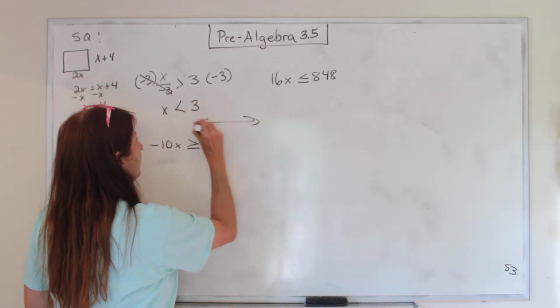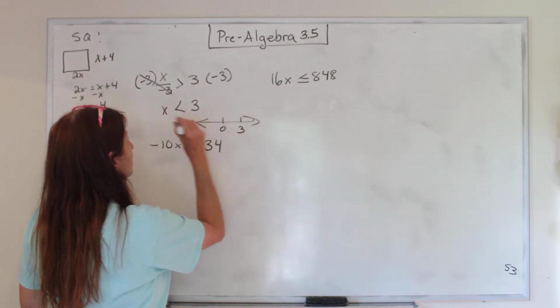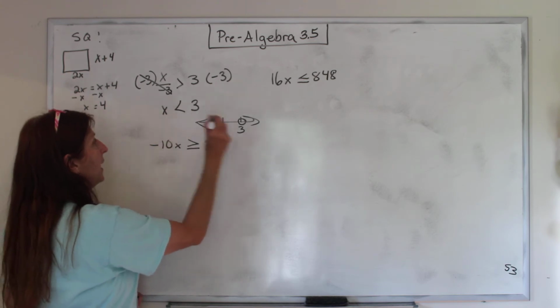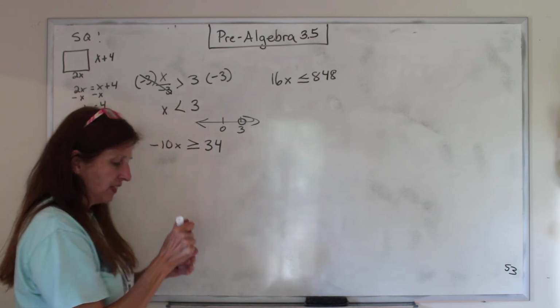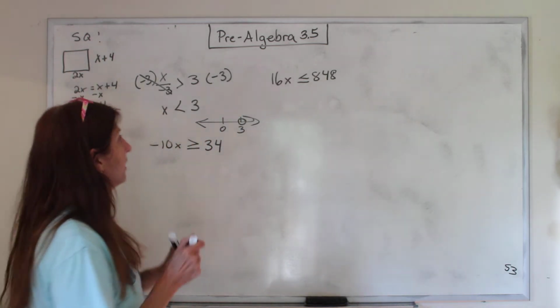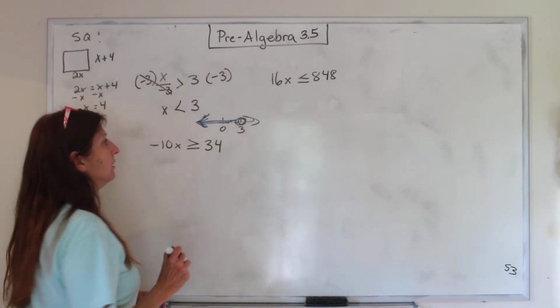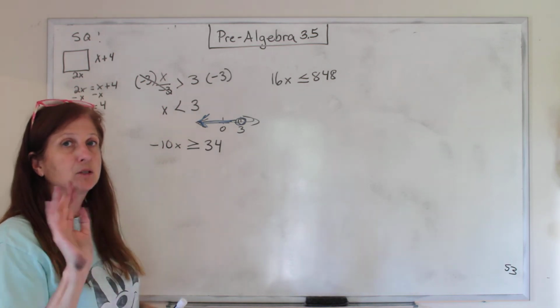So if we were to graph it, there's 0, there's 3. It would be a donut, because it's not less than or equal to. And X is on the left side. This will be more fun in color. I gotta get a color one. Including the arrow. Ta-da! I didn't put in all the numbers, but I'm sure you would.